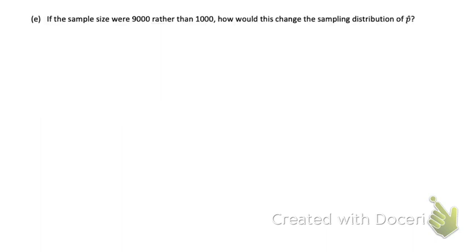Now, what happens to my distribution of p-hats if I talk to 9,000 people instead of 1,000? Would the mean of 75 change? No. The mean of p-hat stays the same. Whether I talk to 1,000, 9,000, 4,000, 5 million, whatever, the mean is not going to change.